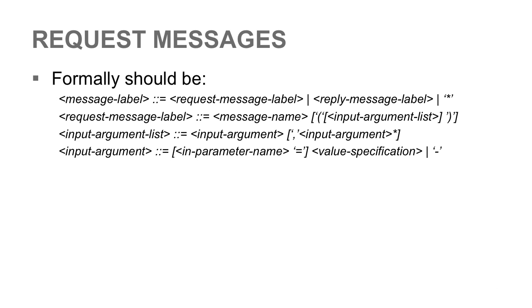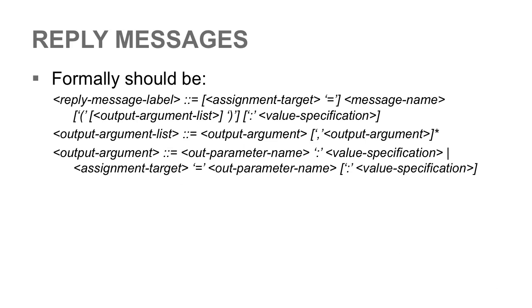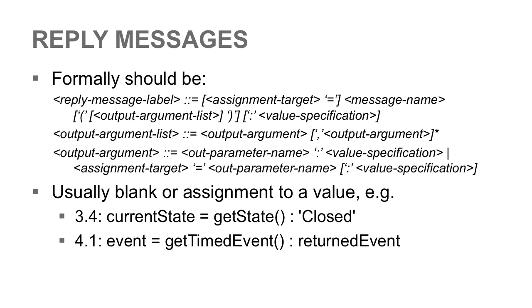Again, here's the formal syntax of a request message. Usually it's a call of an operation on the target lifeline and may include argument values or the names of the arguments and their values. So here, the message represents the change dates operation of schedule, with the start date and duration. Reply messages are often left out, but here's the formal syntax again. What this means is that you can show the assignment of a return value to an attribute or variable if it's useful to do so.